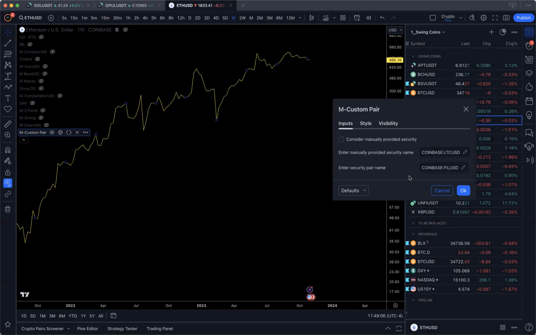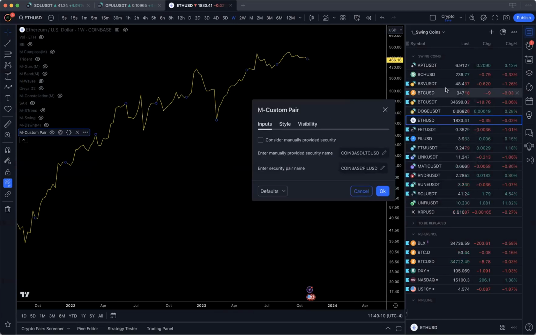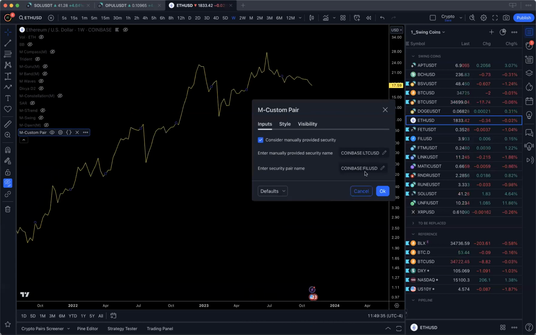Another thing is, if you don't want to compare from this list, you can actually select the pair here. So in this case, if I have selected LTC, then it will not take from this list. It will take this LTC and compare with Filecoin. So if I want to compare something which is not in my list, I can add it here and then check mark this one. Then what you see on the screen is LTC versus FIL.